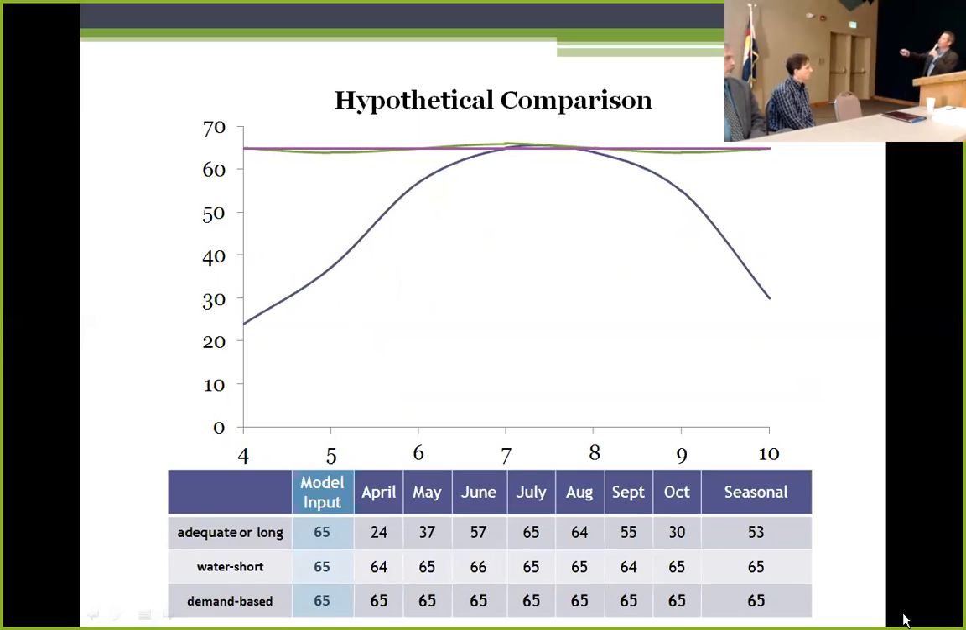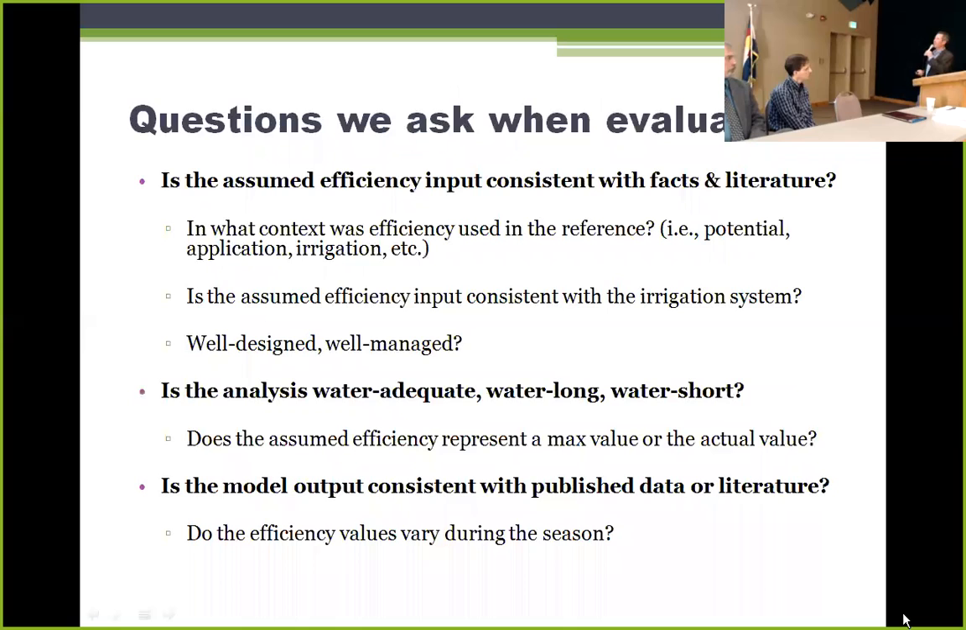But overall, we get this long curve, and you can see on the blue line a curve which shows what the efficiencies were throughout the season. That generally represents what we've seen in literature as well, that efficiencies change throughout the season. But when we model a water short system, or we look at a demand-based analysis where we input 65%, we typically get a flat line. It's just something to consider when we're looking at efficiencies and modeling efficiencies, and how they relate to what's been reported in literature.